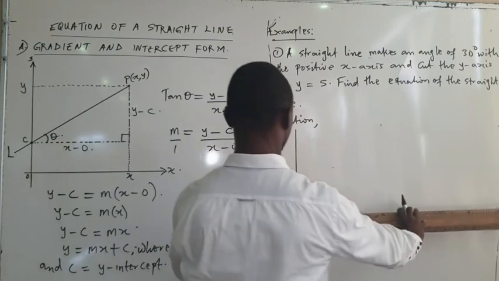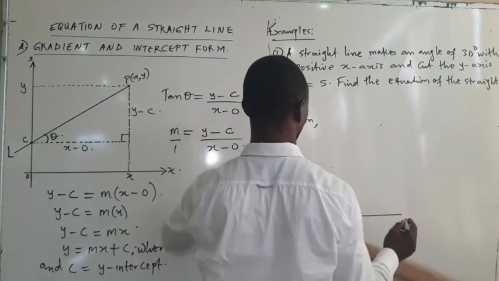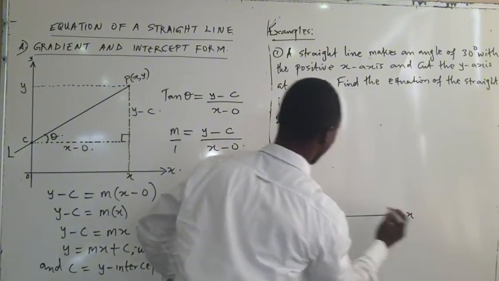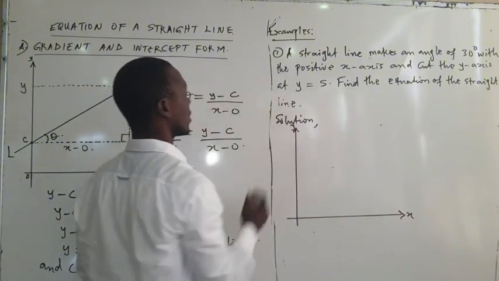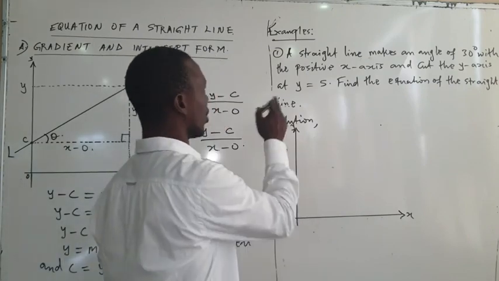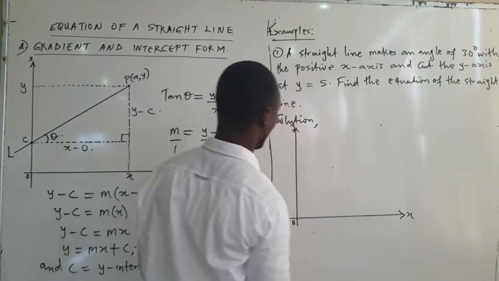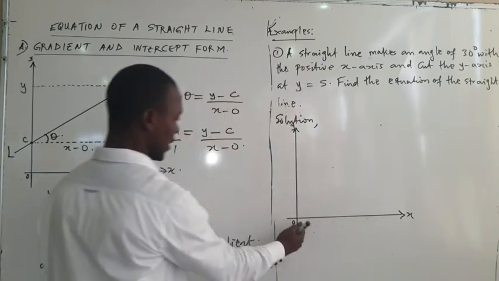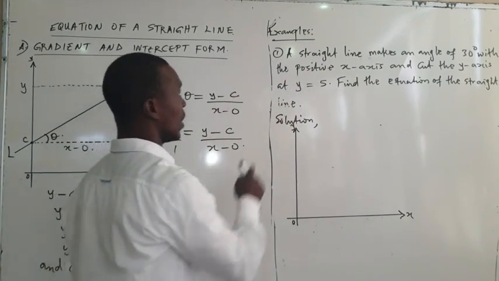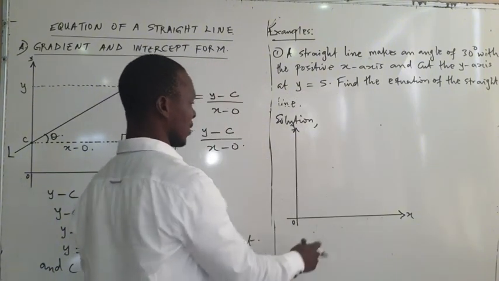Y-axis, then x-axis. So we have x-axis, we have y-axis. So the straight line makes an angle of 30 degrees with the positive x-axis. If you look at this side of the xy plane, this is the positive x-axis, then the other side is the negative x-axis. But the line makes an angle of what? 30 degrees with the positive x-axis.